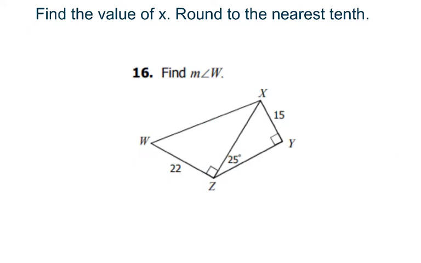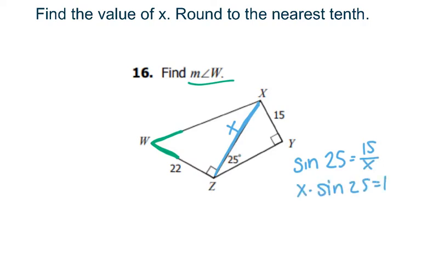Okay, so for number 16, I'm trying to find the measure of angle W. So I want to find this, but before I can do that, I need to find this side length right here. So I'm going to put an X right there. Alright, and then I'm just going to set it up. So the sine of 25 equals 15 over X. I would have to multiply X to the other side, and then I would divide, so 15 divided by sine 25. So X actually equals 35.5.